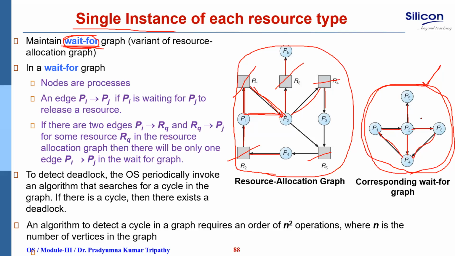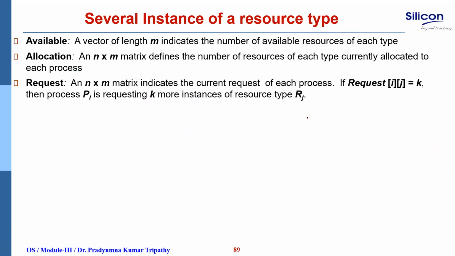Is it understood or any doubt? So that we'll go for multiple instance resource type. Is it understood? Is it understood? This is very simple. Is it understood or not? Hello? Yes, sir. Okay, okay.